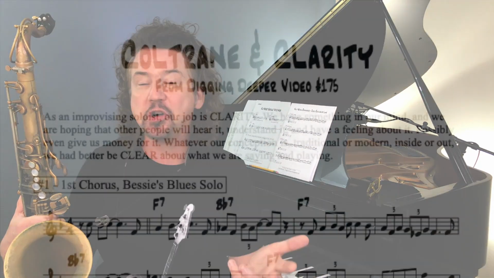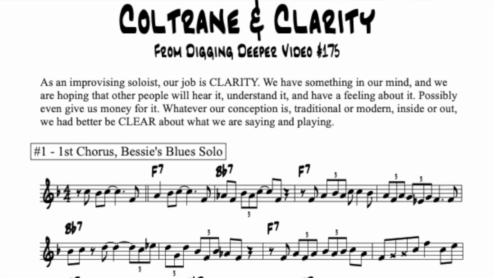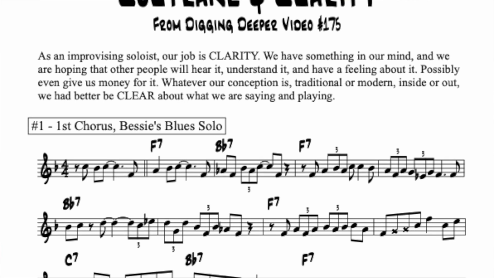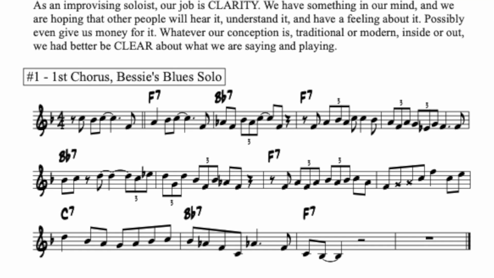Okay, so if you look at the PDF that I have here for you this week, it's the first chorus of John Coltrane's solo on Bessie's Blues. It's off the classic album Crescent. And you've got to have this album. It's amazing, and I love this solo. I've used this solo as an example of so many things for other Digging Deeper Jazz videos that I've done. But the clarity with which Coltrane plays.